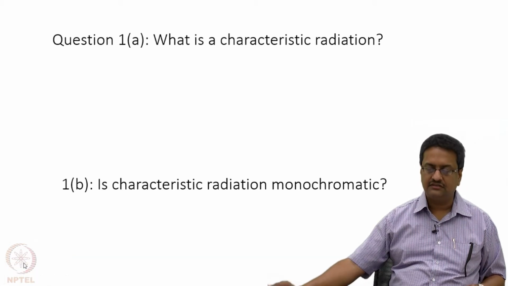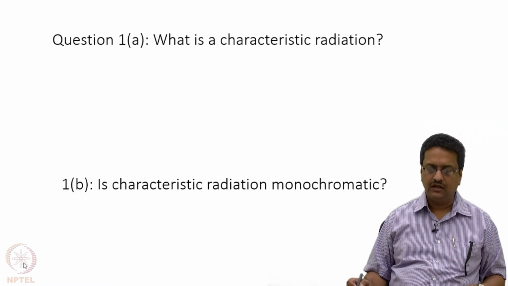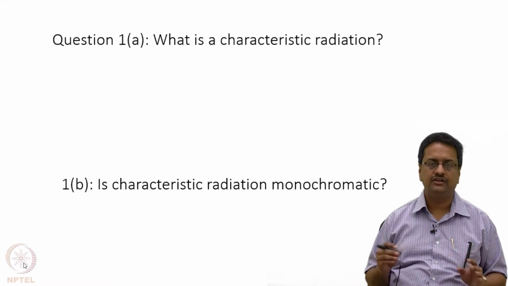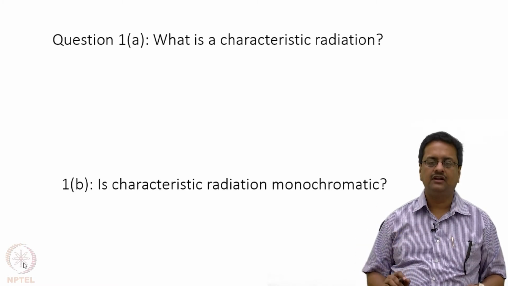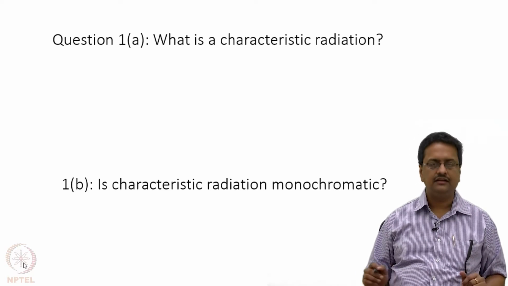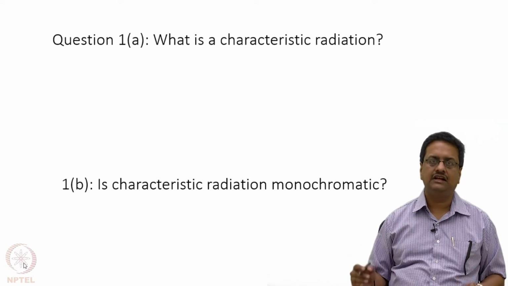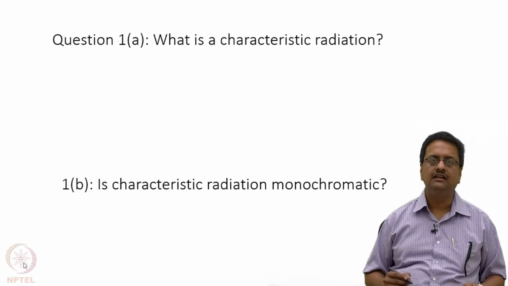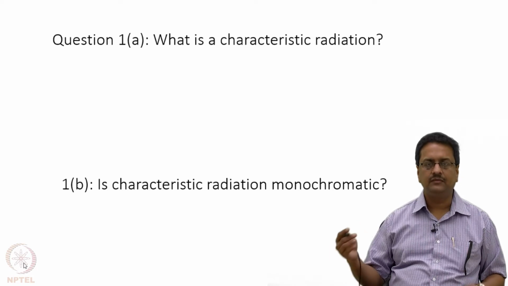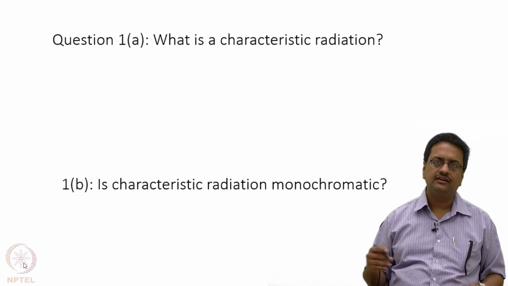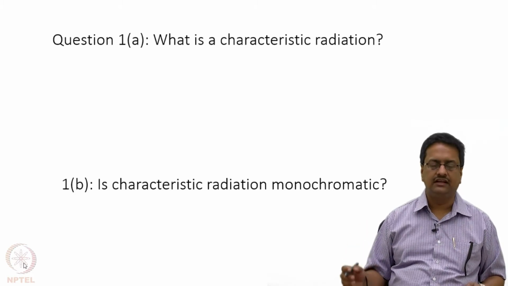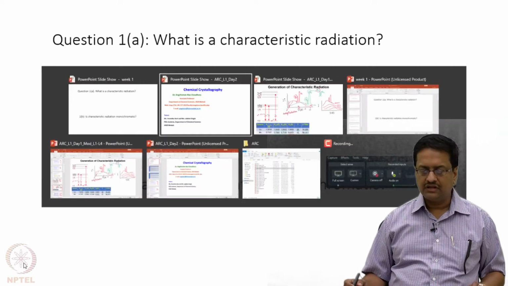The first question was, what is a characteristic radiation? As you know, when the highly accelerated electrons in the X-ray tube are made to fall on a particular metal target, it removes one electron from the K shell of that metal. As a result, a vacancy is created and immediately an electron from the L shell or the M shell jumps down to the K shell by emitting electromagnetic radiation, and that radiation falls in the X-ray range.